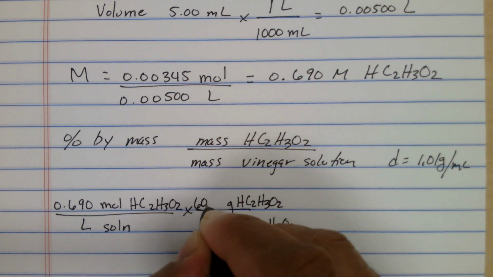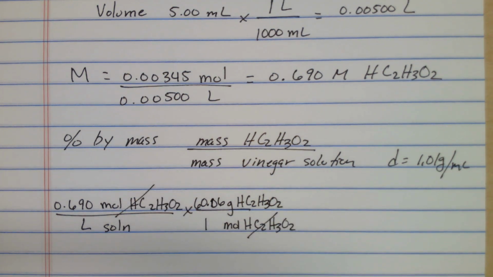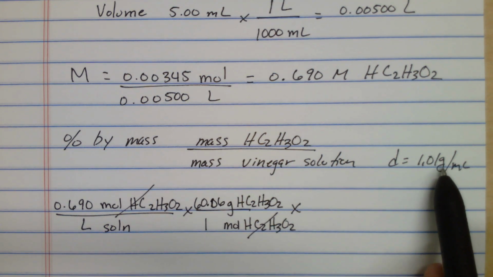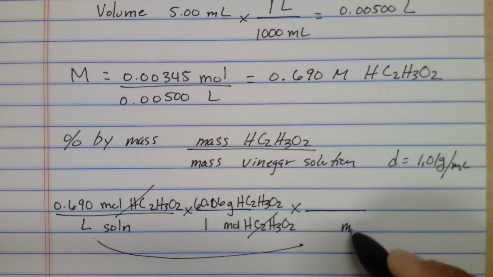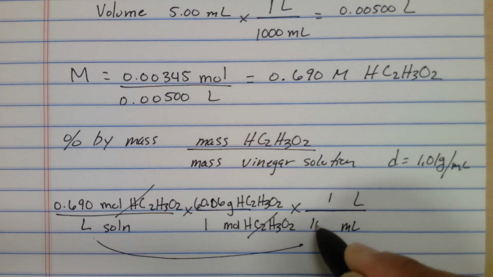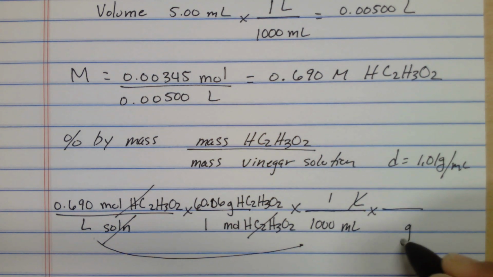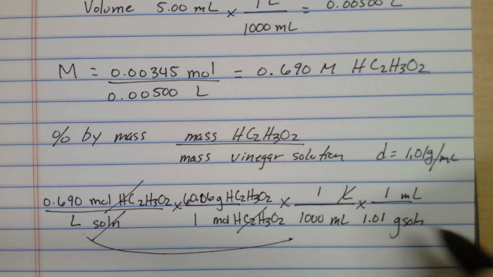So for acetic acid, we'll go 60.06 grams per mole. And so now we have the mass of the acetic acid. Let's do the same thing with the volume. Now, I have the density in grams per milliliter. So what I'll do here is I'll convert the unit of liters to milliliter. And you can see where I'm going with this. Then I'll convert milliliters to the gram of solution and cancel the milliliter. And you can see right here, that's the density. For every 1 milliliter, the mass is 1.01.